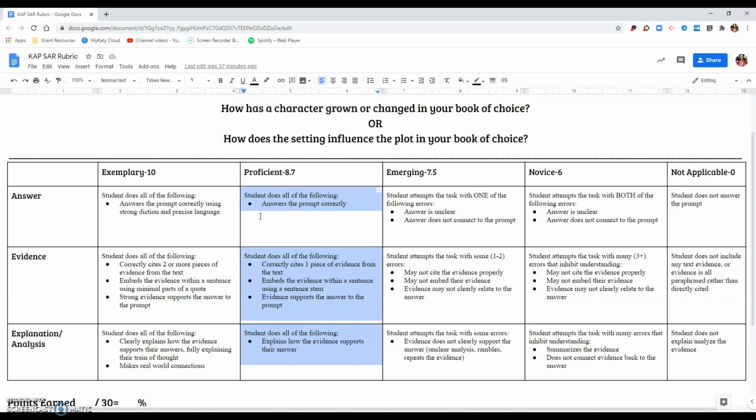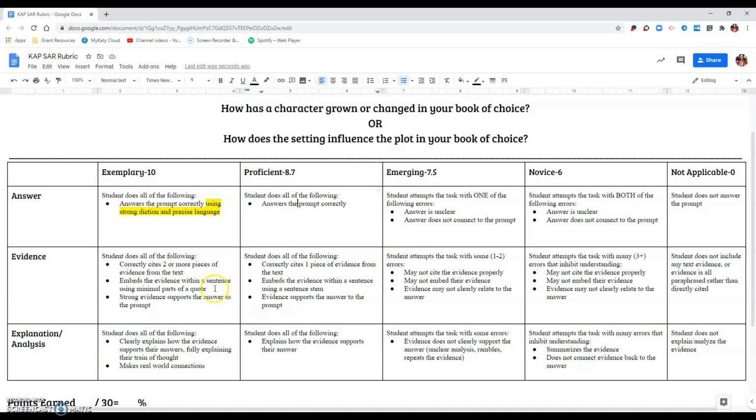Now, let's say you want to go above and beyond and you say, you know what, I'm not happy with that. I can do better than what's expected of me. Let's take a look over here at the exemplary. So let's look at the difference between an exemplary response and a proficient response. The difference here is that you're using strong diction and precise language. I'm going to highlight that because that's the difference. So not only am I answering the prompt correctly, I'm using strong diction, which are strong words, and precise language. I've gotten to the point. I didn't ramble, I just got straight to the point.